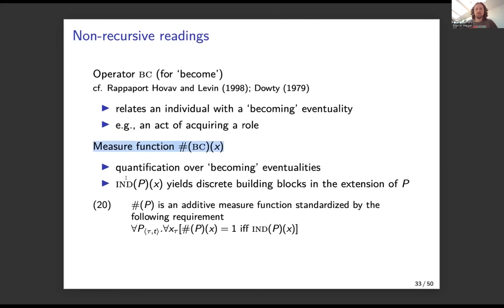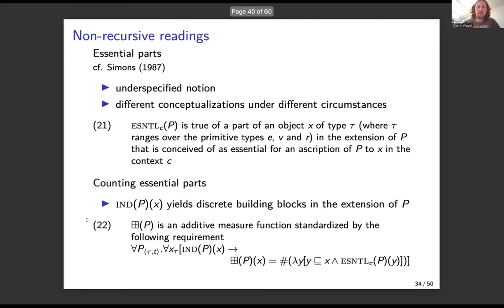So what 20 says is basically that you would get number one when you apply this operation to an object that is a discrete building block in the extension of P. We leave it undiscussed whether these would be atoms, as we don't want to commit ourselves to the atomic view, but it is something that is the building block in the extension of P. Okay. As for essential parts, we take it to be an underspecified notion, and you can have different essential parts based on different conceptualizations under different circumstances, and it is defined in 21. So this essential part operator is true of a part of an object X of type tau, so either an entity, event, or a role, in the extension of P that is conceived of as essential for an ascription of P to X in the context C, right?